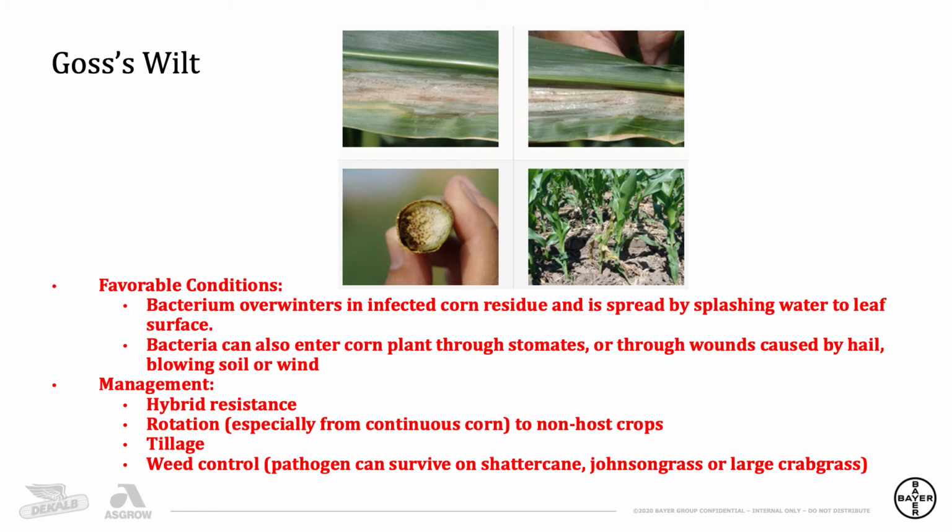Goss's wilt does overwinter on the soil surface in infested residue. So favorable conditions for Goss's wilt would include the pathogen being splashed onto the leaf, or bacteria entering the corn plant through stomates or through wounds caused by hail, blowing soil, or wind. Some management options for this would be hybrid resistance, rotation, especially from continuous corn to non-host crops, tillage, and weed control. This pathogen can survive on weeds such as shattercane, Johnson grass, or large crabgrass.